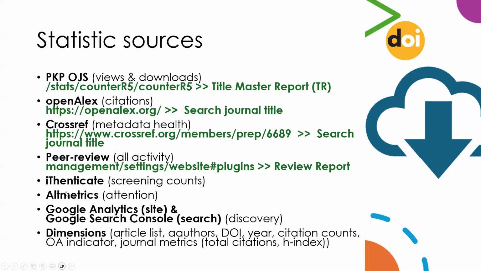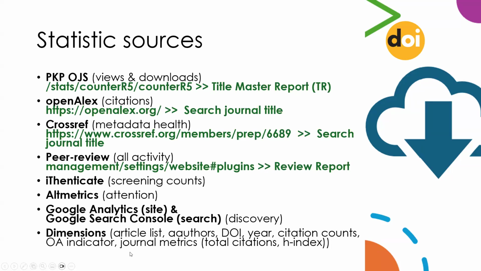Then I recommend Altmetric for attention, Google Analytics for site discovery. In other words, how visible is your site for robots and search engines. And then Google Search Console, the quality of your metadata. In other words, how easily do those bots and engines discover your journal based on the quality of the metadata.